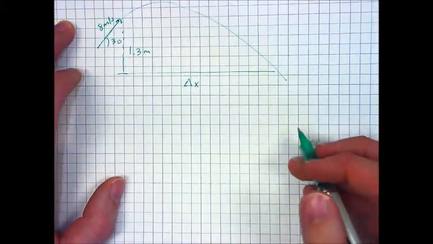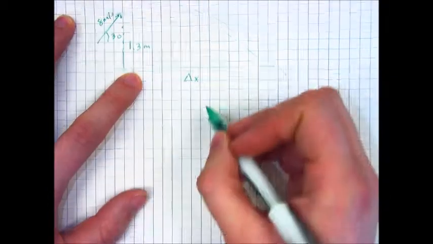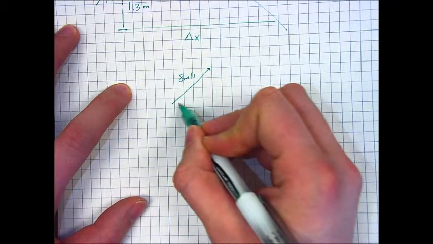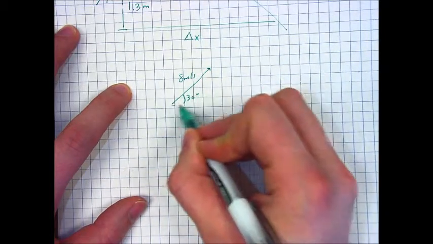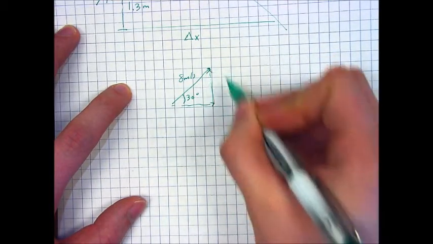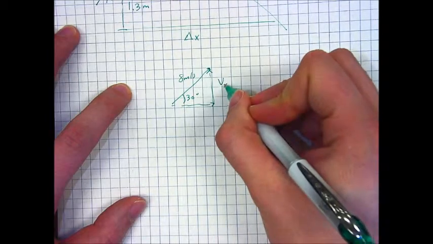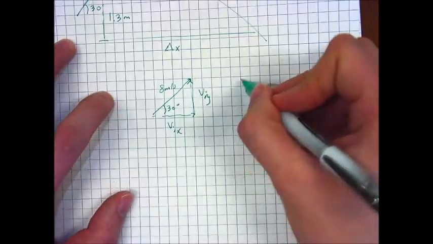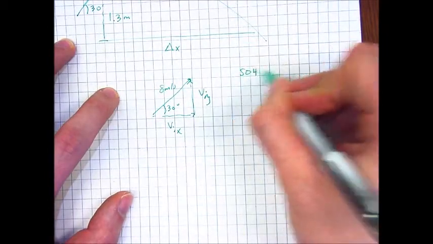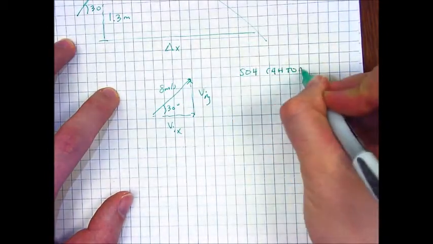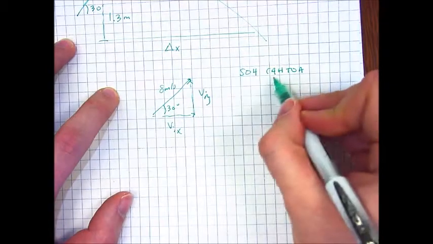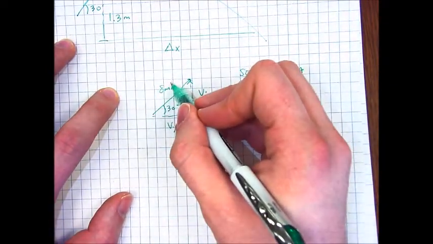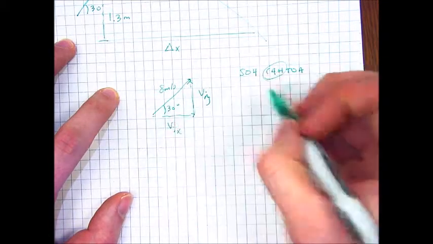So first thing we have to do is break this up into components. 8 meters per second, 30 degrees. We need the v initial in the y direction and the v initial in the x direction. If we use SOHCAHTOA, we know that to get the x we have to use CA because it's adjacent and this is hypotenuse, so we have this side and we're looking for this side, we have the angle.